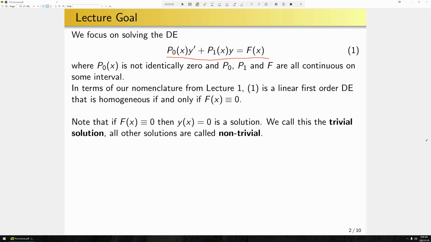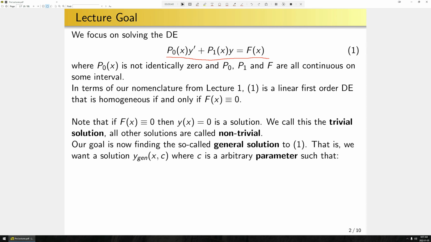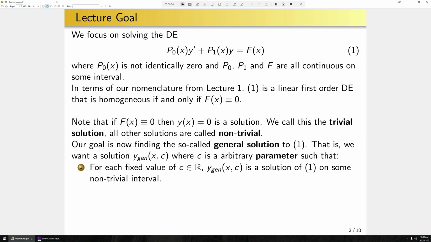Okay, so our goal again was to try to solve this equation. Before we go about trying to do that, let's introduce a concept called the general solution. The general solution to equation 1 is a particular type of solution, namely a solution, say y sub gen of x comma c, where c is an arbitrary parameter, such that two conditions hold. For the first condition, for any fixed value of c in R, this y gen of x comma c is a solution of 1 on some non-trivial interval. What this is really saying is that if you plug some fixed value of c into here, the resulting function y gen of x with that fixed value of c plugged in would be a solution to this equation.